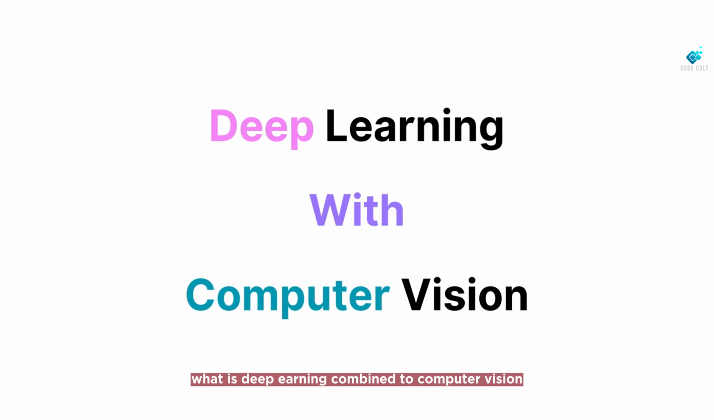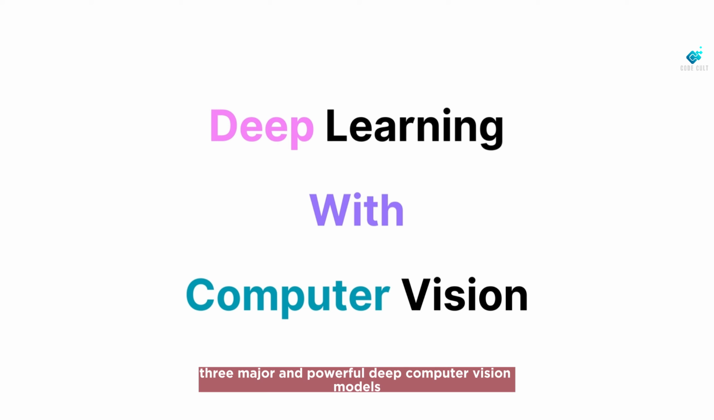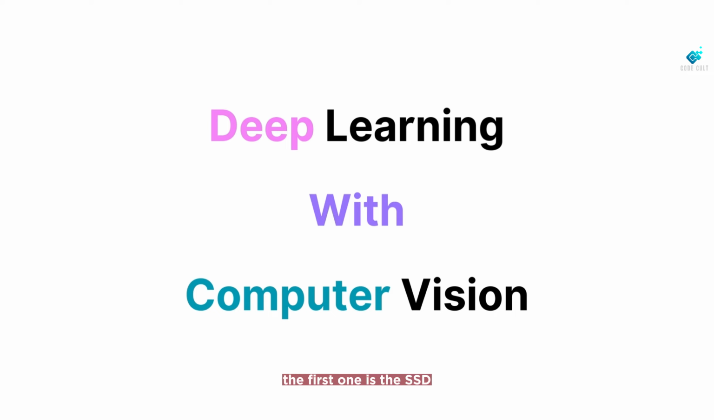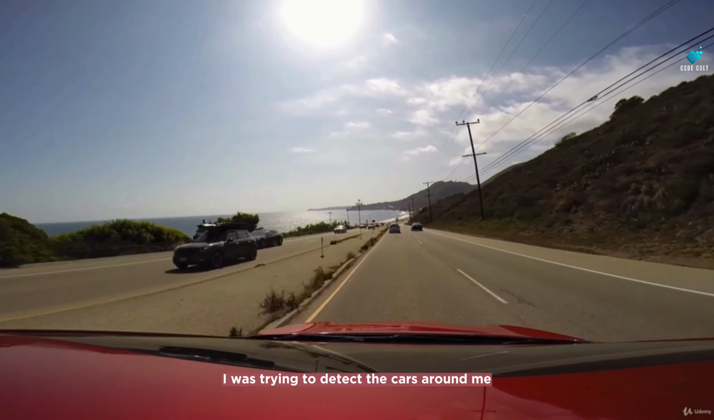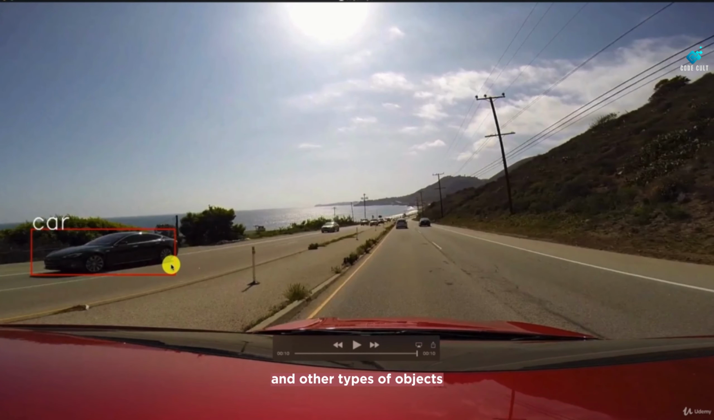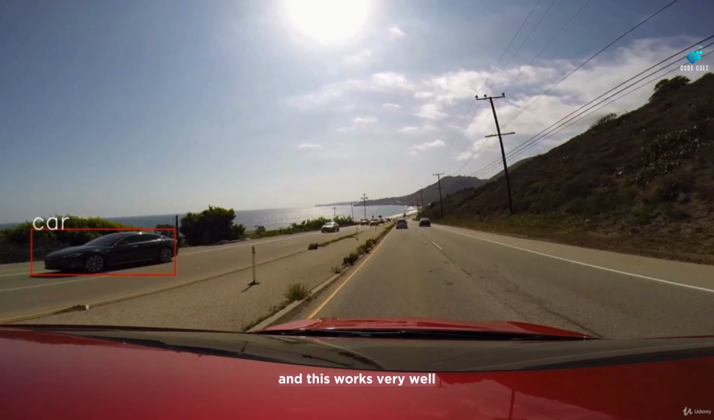And so now let's talk about this. What is deep learning combined with computer vision? Well, I have to mention three major and powerful deep computer vision models. The first one is the SSD, single shot multi-box detector. This is one of my favorites and this is one of the most powerful. It can detect basically any object on a video or on some images or even on your webcam. You know, I made an application last year and just for fun I was trying to detect the cars around me, the persons, and other types of objects. And this works very well, even if the car is not that close to you.